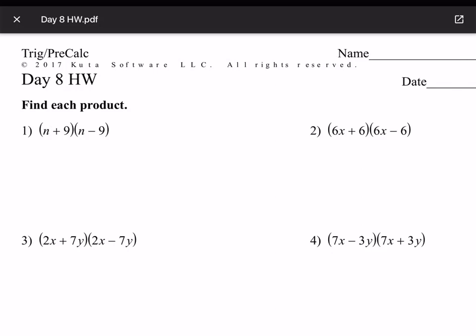So when I take a look at this, n plus 9 and n minus 9, notice how the n is the same, n is the same. 9 is the same, 9 is the same. That's the key. So you first have to recognize it's the same exact terms in both parentheses. And then, of course, the crucial part is one of them is plus, one of them is minus. So they have to be opposite signs.